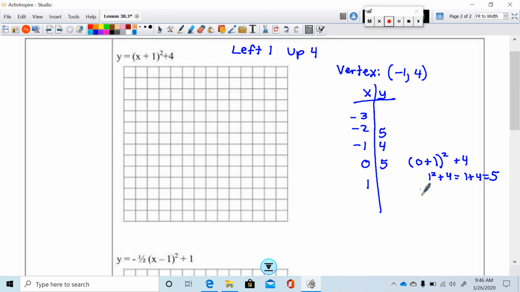Okay, the next one is a 1. So parentheses 1 plus 1 squared plus 4. 1 plus 1, I've got 2 squared plus 4. 2 squared is 4. 2 times 2 is 4, plus 4 is 8. And if this one's 8, so is that one.